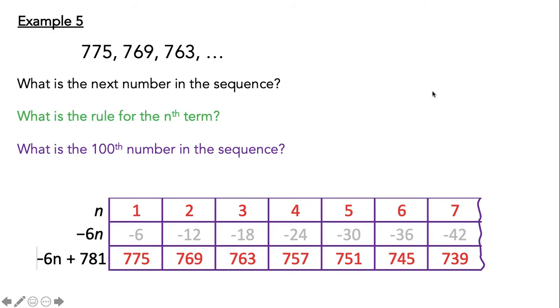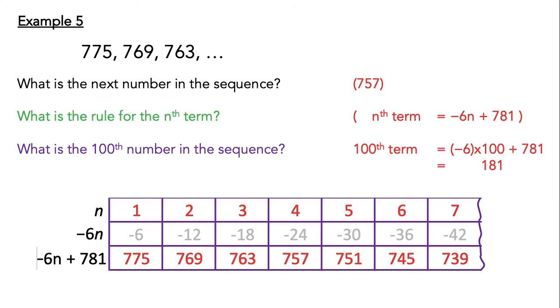So answering the questions, the next number was 757. The rule for the nth term was that the nth term is minus 6n plus 781, as I said. And then the 100th number, so just stick 100 in that rule, and it comes out to be 181.